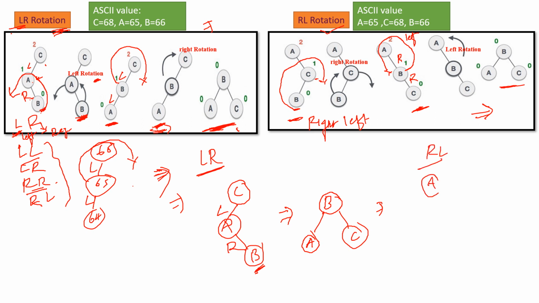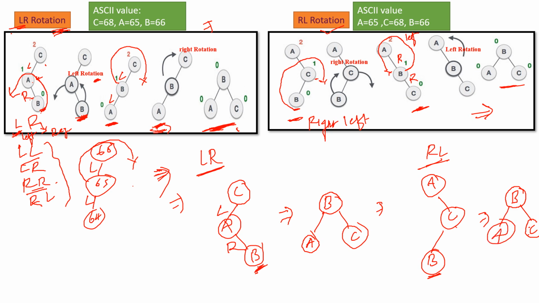The RL situation is A, C and B. For that situation, what will we do? Whatever the last element, just make it the root node. So B becomes the root, C becomes the right child, and A becomes the left child, since here we were performing RL. So this is the shortcut method.